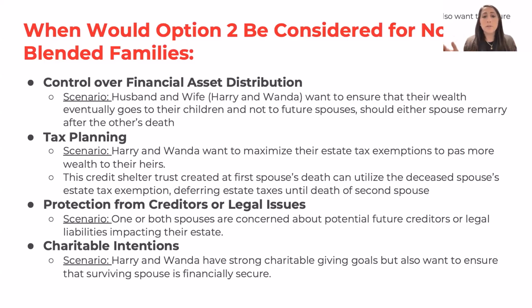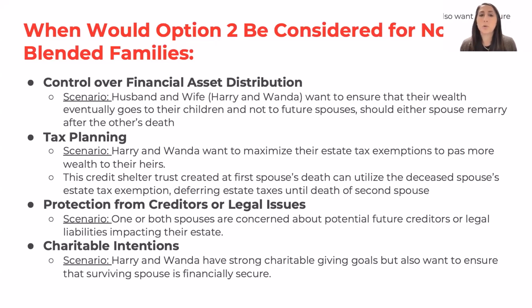So husband and wife want to ensure that their wealth eventually goes to their children and not future spouses, should either of them remarry after the other's death. Tax planning would be another reason why non-blended families would consider this option. If they want to maximize their estate tax exemptions to pass more wealth to their heirs, this credit shelter trust created at the first spouse's death can utilize the deceased spouse's estate tax exemption, deferring the estate taxes until the death of the second spouse.